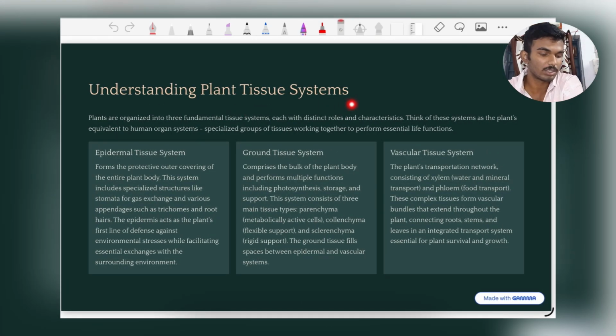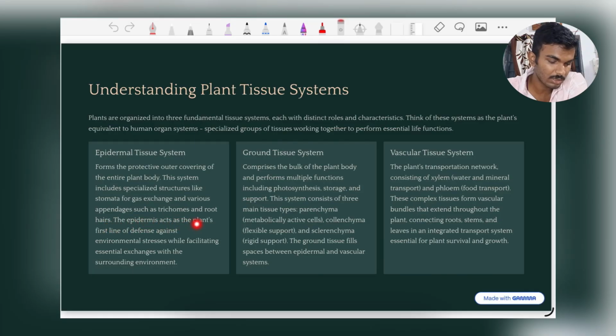Understanding plant tissue systems. Plants are organized into three fundamental tissue systems, each with distinct roles and characteristics. Think of these systems as the plant's equivalent to human organ systems, specialized groups of tissues working together to perform essential life functions. The epidermal tissue system forms the protective outer covering of the entire plant body. This system includes specialized structures like stomata for gas exchange and various appendages such as trichomes and root hairs.